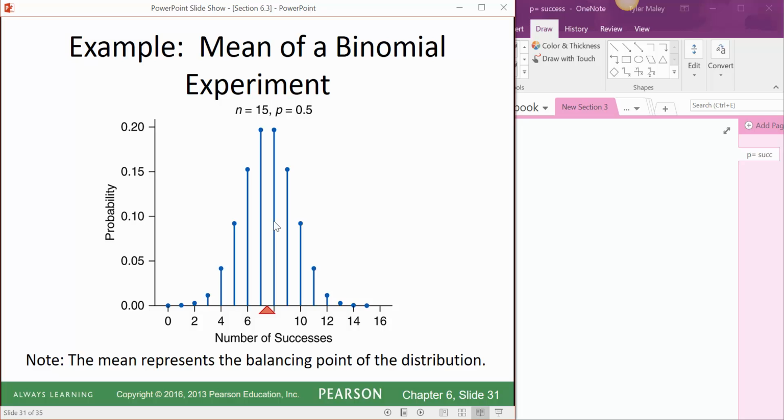So here's the mean of a binomial experiment, what it looks like on the graph, right? So the mean represents the balancing point of the distribution still.